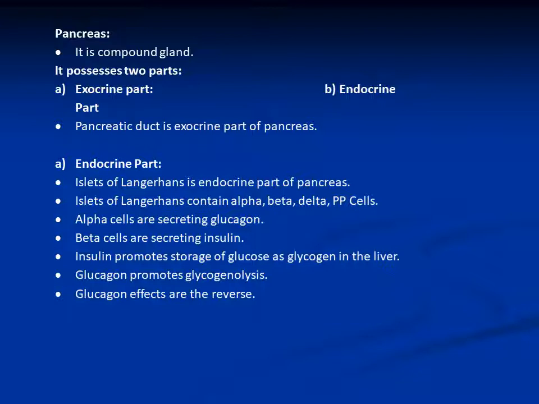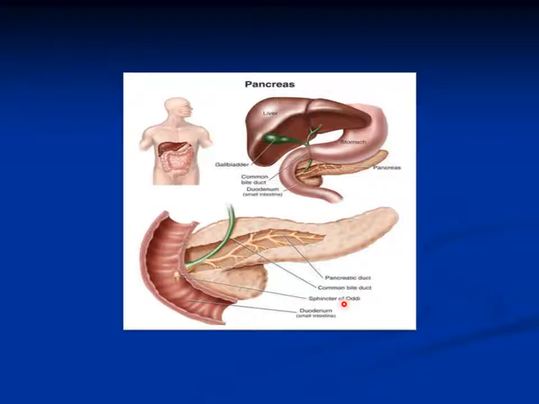Now let's move to glucagon. Glucagon is secreted from alpha cells of the pancreatic islets of Langerhans and it promotes glycogenolysis. What do you mean by glycogenolysis? The process in which glycogen is broken down into glucose. It means glucagon promotes an increase in glucose level, and glucagon's effects are the reverse of insulin. Insulin maintains our glucose level in the blood, and glucagon increases the blood glucose level and can cause different disorders. That is the structure of the pancreas.